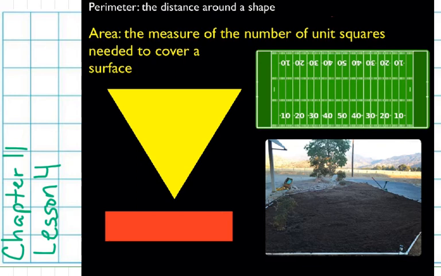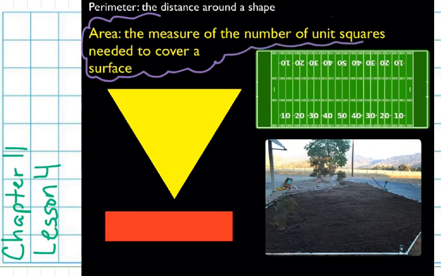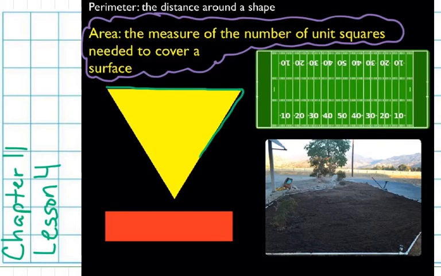So the definition of area is the measure of the number of the unit squares needed to cover a surface. Let's start with the triangle. This outside edge that I am trying to neatly draw would be the perimeter of the triangle, and the yellow is the area.